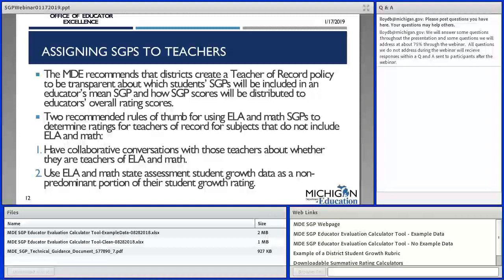So the data that's used within an educator evaluation should be reflective of the teacher's impact on that student and be reflective of the primary work and the success criteria for those teachers. ELA and math SGPs and state assessments may be part of the rating for teachers of record who are not ELA or math, but it is recommended that they not be a predominant portion. So less than 50% of whatever student growth rating is determined using student growth data.